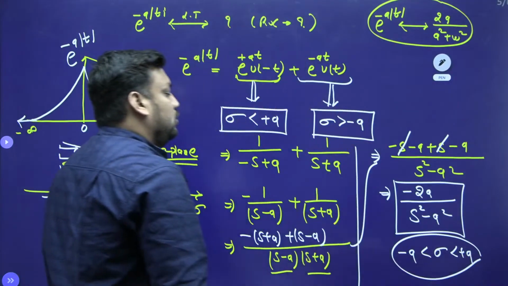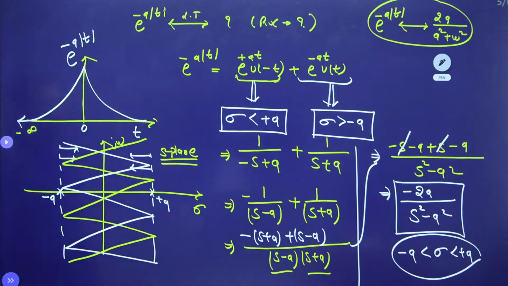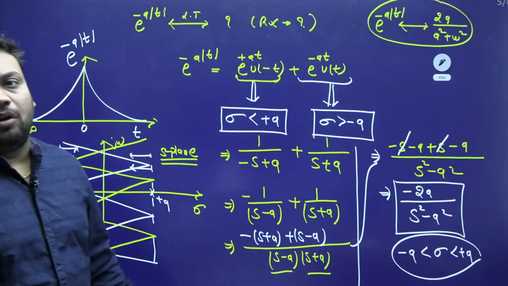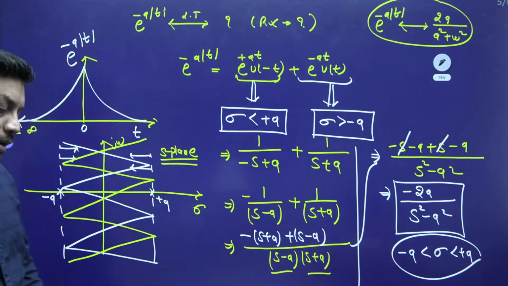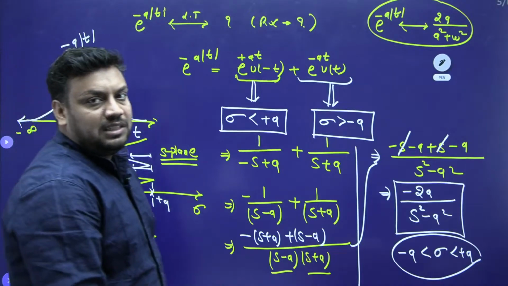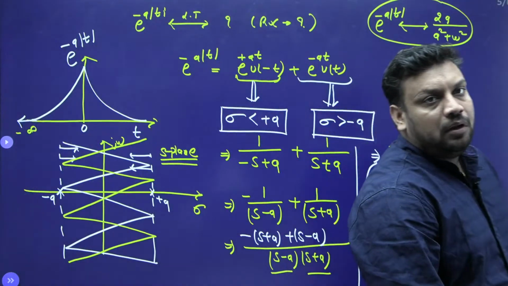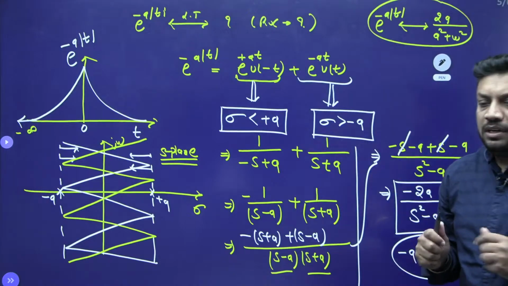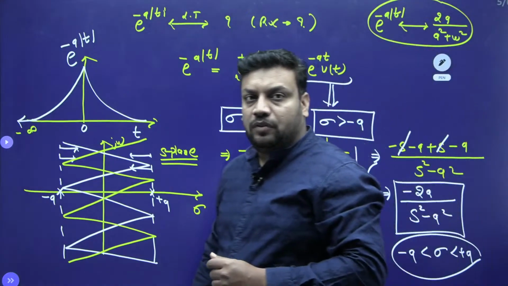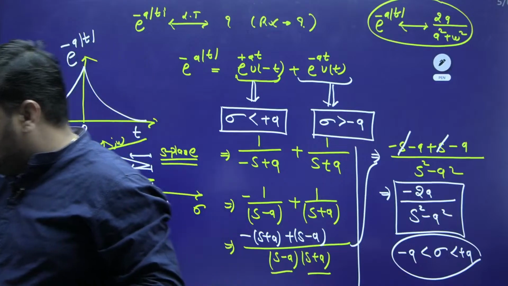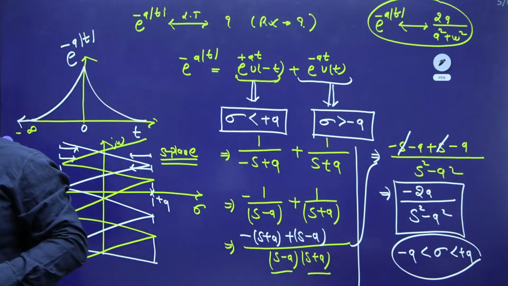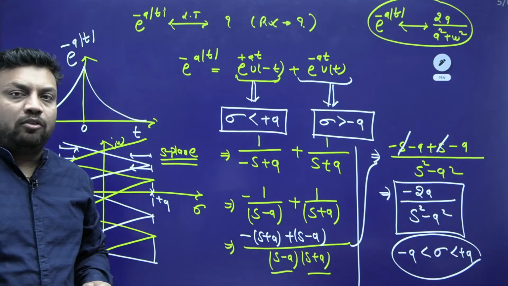So now tell me, bachcho, this is the final expression. All of you, let me know whether it is stable or not, or whether it is causal or not. Just comment on the causality and stability for this. Do it fast. Very good, beta, correct.